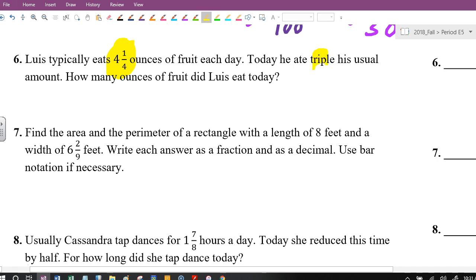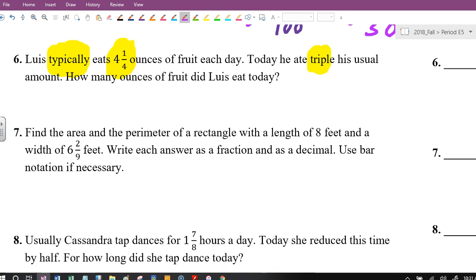So, triple. The typical person eats 4 1/4, but it's going to be triple. So triple the typical. All right. Now, somebody in another class changed it to an improper fraction. I would not recommend that.